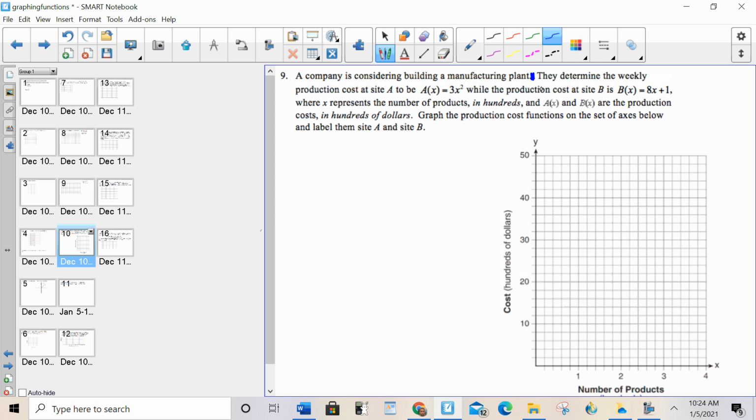To determine the weekly production cost at site A to be this equation, and site B is this equation, where X represents the number of products in hundreds, and A of X and B of X are the production costs in hundreds. So everything's in hundreds. It wants us to graph them. So I'm going to go to my calculator.